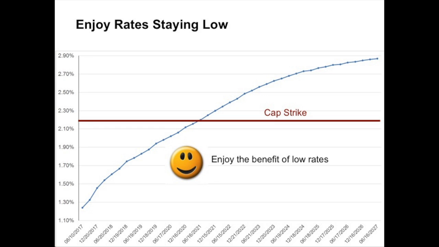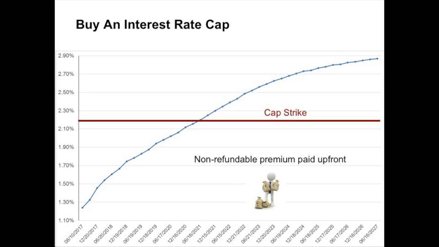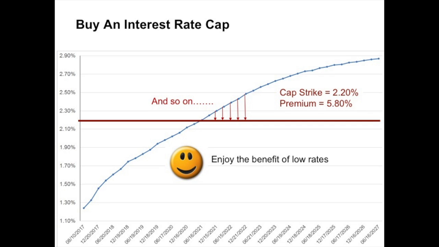But don't worry, every time rates set above that cap rate, the bank will pay you the difference between where rates are and the lower cap strike. So you get the best of both worlds. You know the maximum amount of interest you're going to pay. So if I, the bank, am going to have to pay you when rates go above the cap strike, where you've set your level of protection, I'll take these into account.